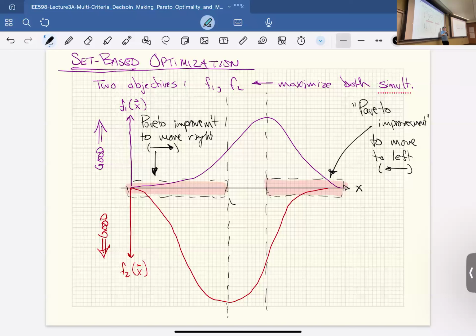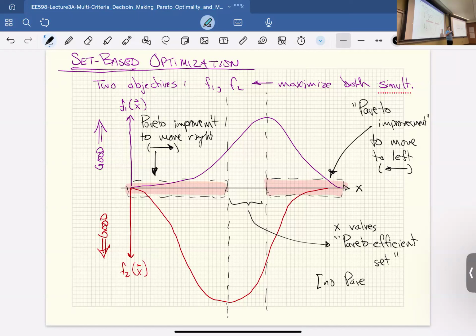And then here, the X values, we say are the Pareto efficient sets. And so there are no Pareto improvements. Or we could say all trade-off. Yeah. Oh, well, go ahead because I haven't heard from you as much.